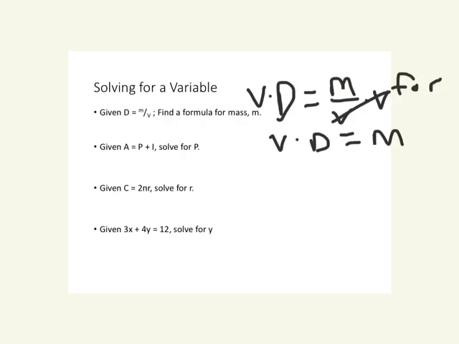That's simple. You use your equation solving skills to isolate the desired variable. So to get m by itself, I multiply both sides by v, and I'm done. m equals v times d. That's solving a literal equation.